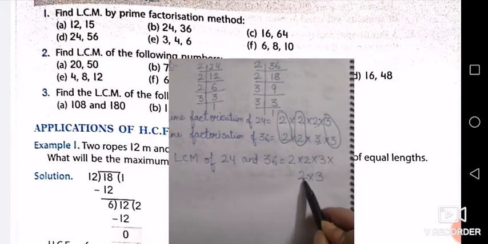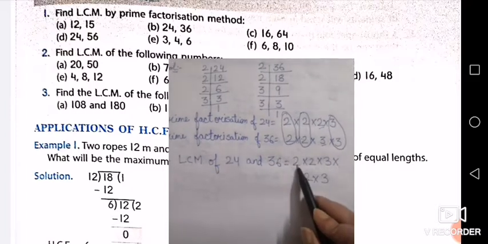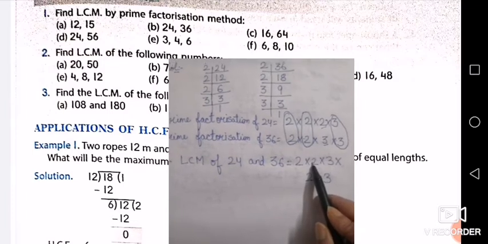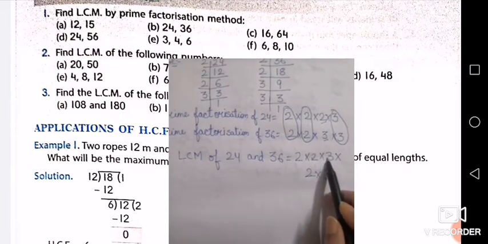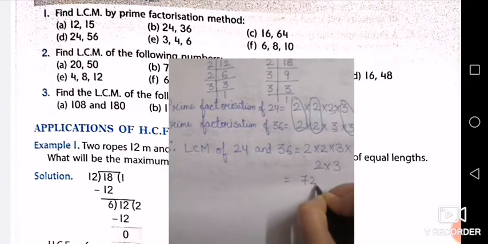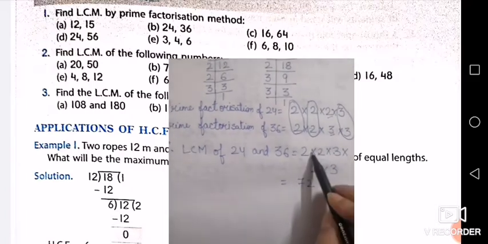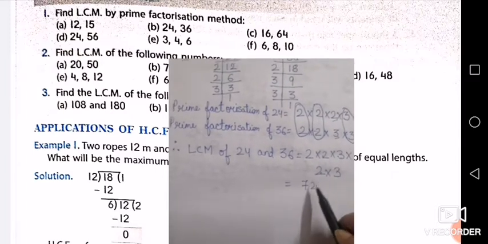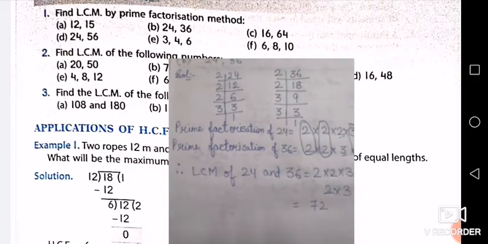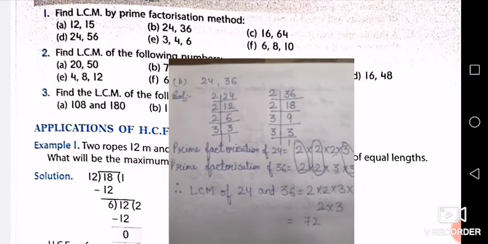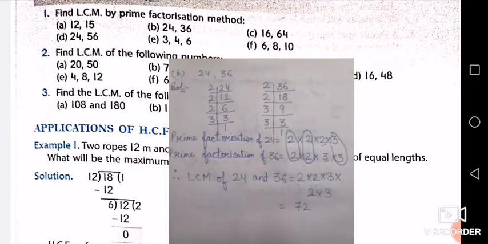Now 3 twos are 6, 6 twos are 12, 12 twos are 24, and then 24 threes are, yes, correct, that is 72. Or you can do it in this order only: 2 twos are 4, 3s are 12, 12 threes are 36, 36 twos are 72. So here the LCM of 24 and 36 is 72. So quickly you will tell me what are the steps.